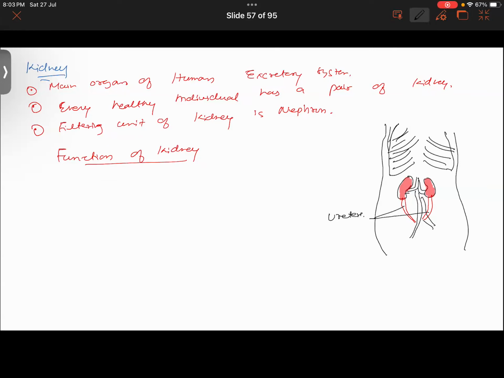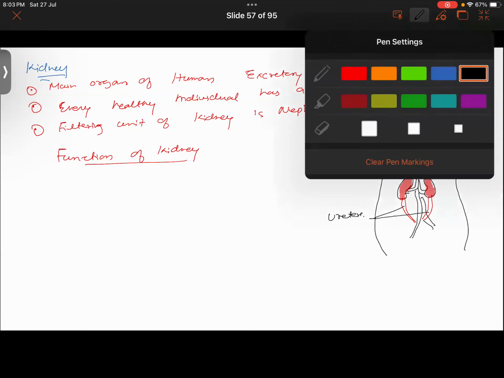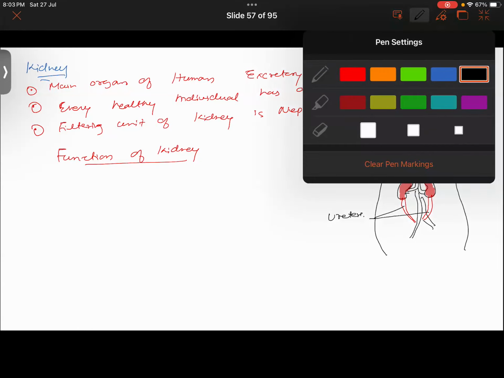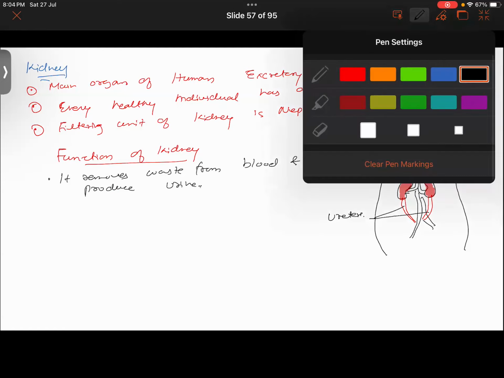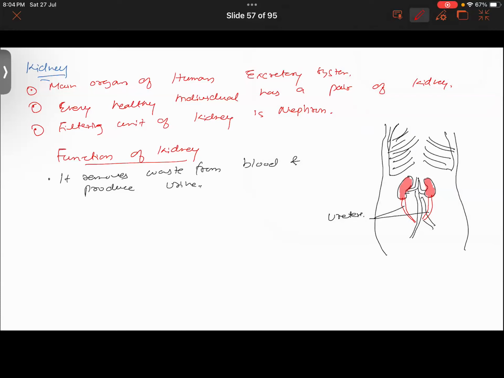Basically, it would be removing the waste product from the blood and thereby producing the urine, right? So it removes waste from blood and produces the liquid waste, that is urine. That's all you have to write down about this.